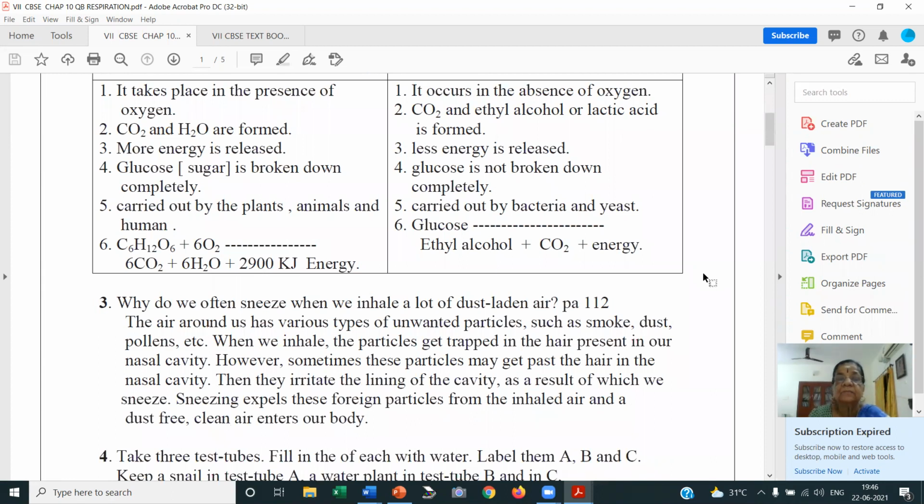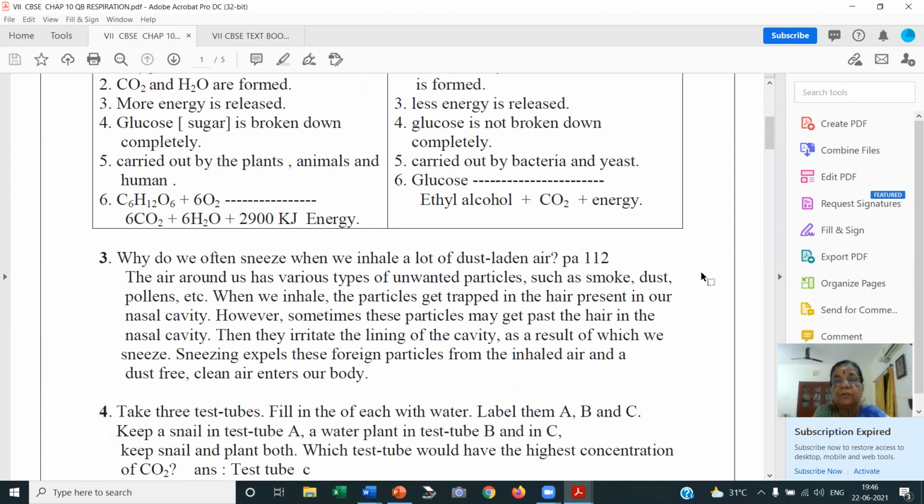Why do we often sneeze when we inhale a lot of dust-laden air? We sneeze when there is dust. The air around us has various types of unwanted particles such as smoke, dust, pollen. When we inhale, the particles get trapped in the air present in our nasal cavity. As I said, the nasal cavity is provided with ciliated epithelium and hairs. Sometimes these particles may get past the hair in the nasal cavity, which irritates the lining of the cavity. Sneezing expels these dust or foreign particles from the inhaled air, and then dust-free, clean air enters our body.